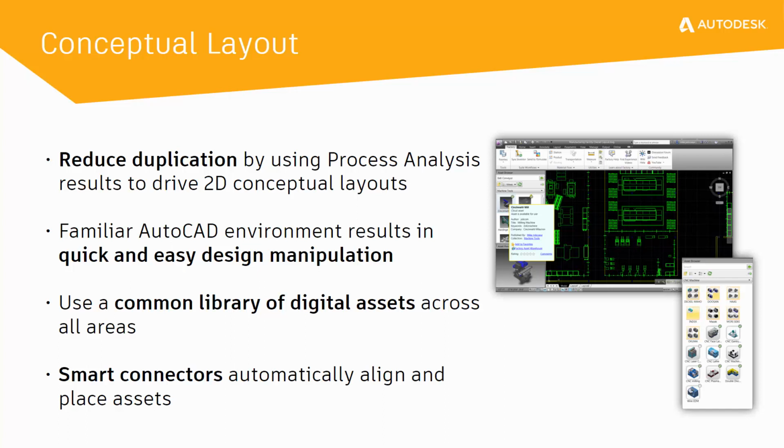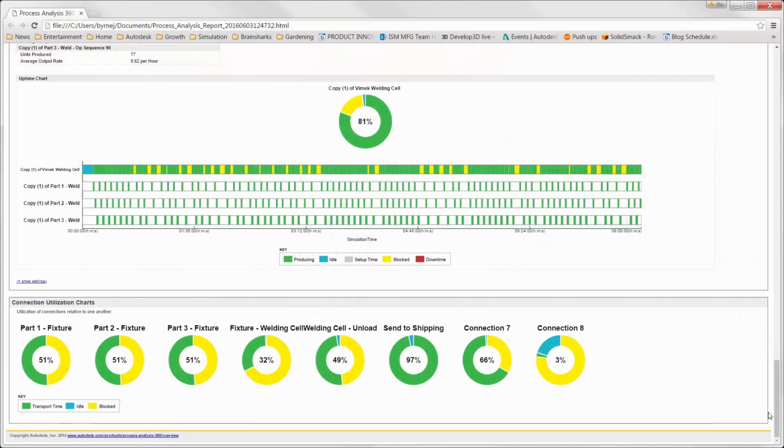Also, the assets that you will have previously used inside of process analysis are common across both environments. So the assets that you've previously used inside of process analysis to define the process are then transferred across and become a part of your 2D layout. And smart connectors, when working inside of this environment, make it quick and easy to place and align components inside of this space. So let's again have a look at that.